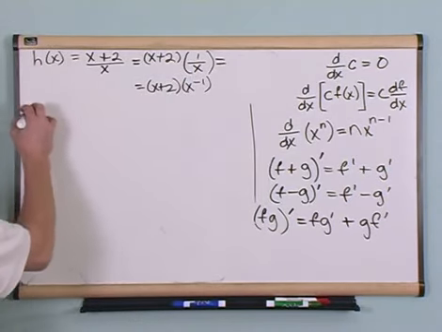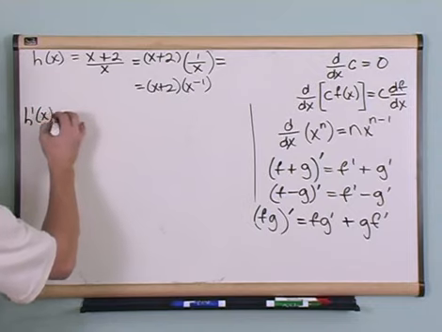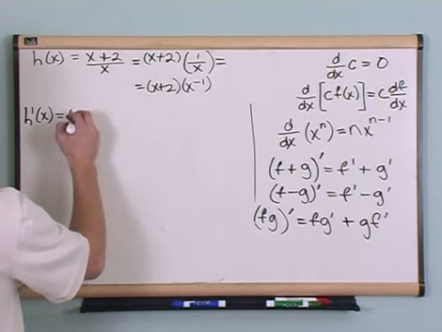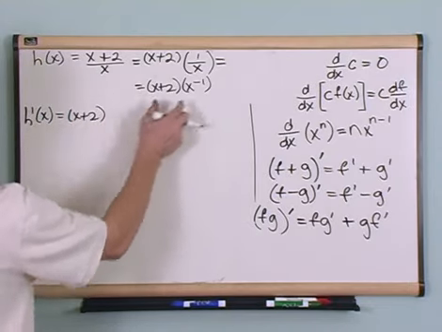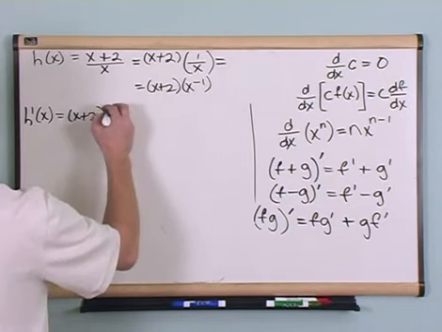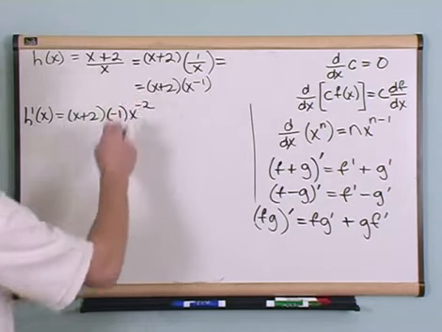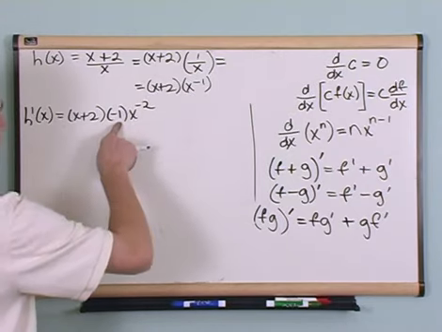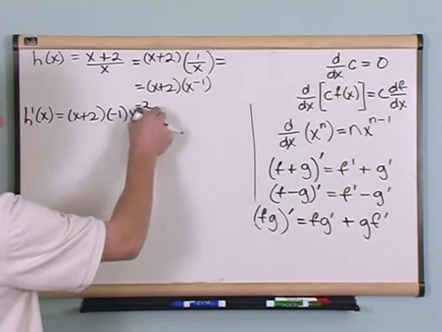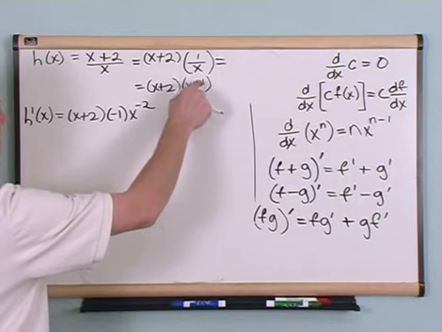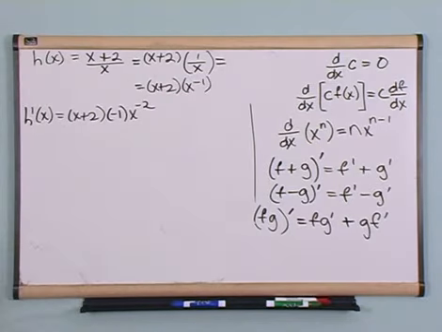So if I'm taking the derivative, okay, I can say it's the first, x plus 2, times the derivative of the second, which is minus 1 times x to the minus 2. Negative 1 comes out times x, and then the exponent is negative 1 minus 1, gives me negative 2.